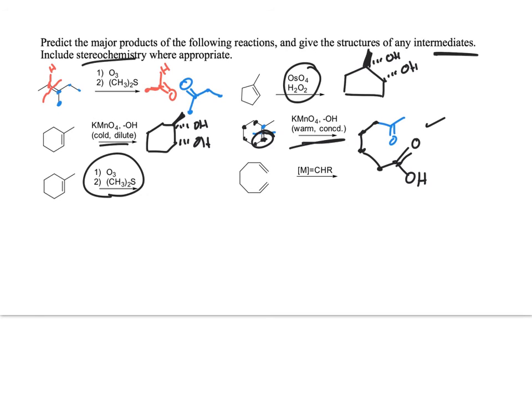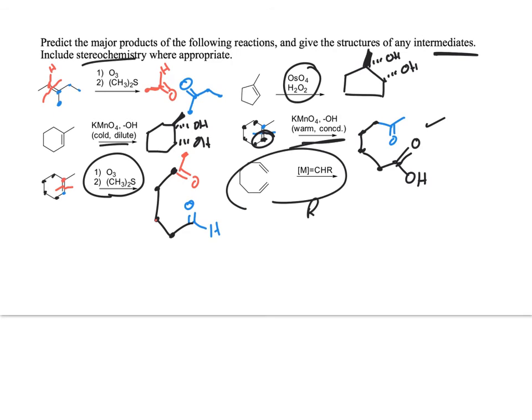This is ozonolysis again, so we're going to cleave this. This carbon will be a ketone, and this will be an aldehyde. So you can draw your aldehyde, and you have 1, 2, 3, 4, and then this would be a ketone. You can count them all, 1, 2, 3, 4, 5, 6, 7.